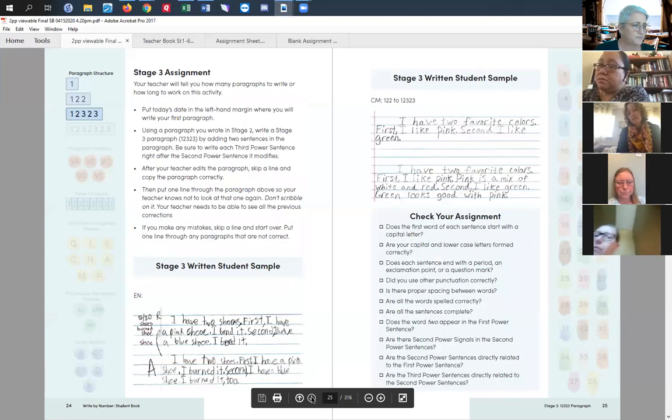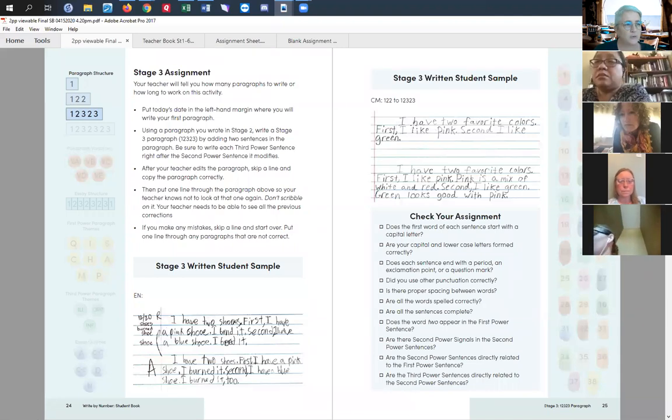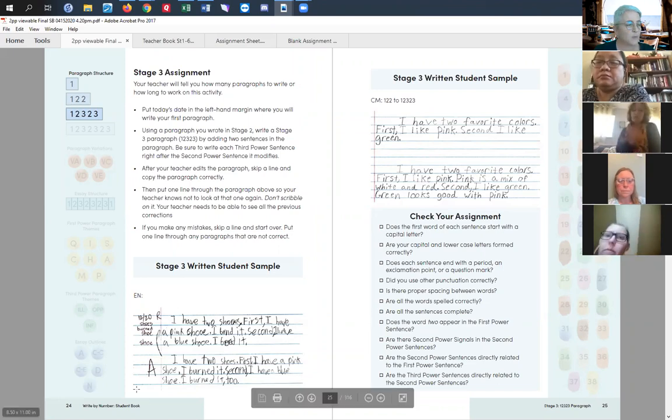So you can see here, this is an expansion. Here's an example of somebody who went from a 1-2-2 to a 1-2-3. And here's my super dyslexic boy down here. You can see his is a mess, but he did it.